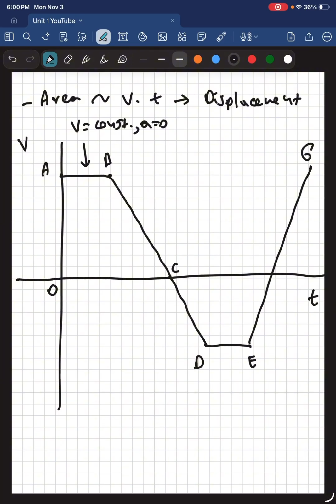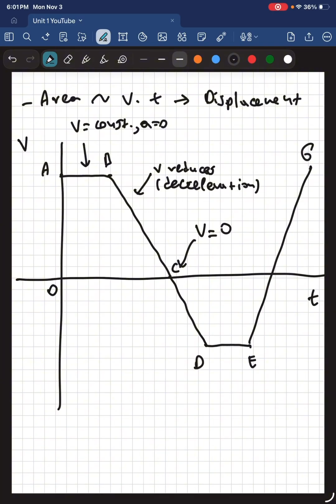So from B to C, we have V reducing, okay? So V reduces, therefore we have the acceleration, okay? And we know that because the gradient of the velocity time graph is the acceleration, right? So in this case, the gradient is negative, therefore it decelerates, okay? Until it comes to a stop at point C, right? The velocity is 0 there.